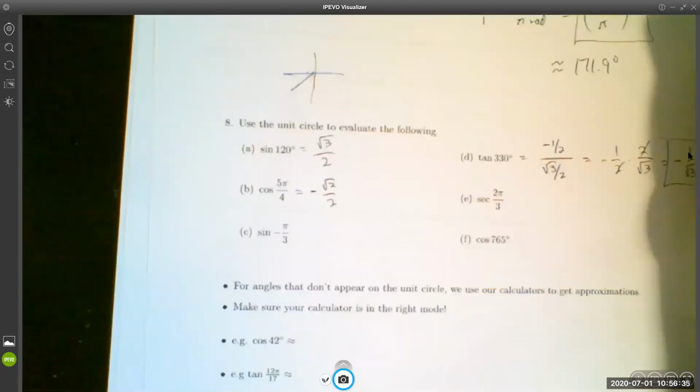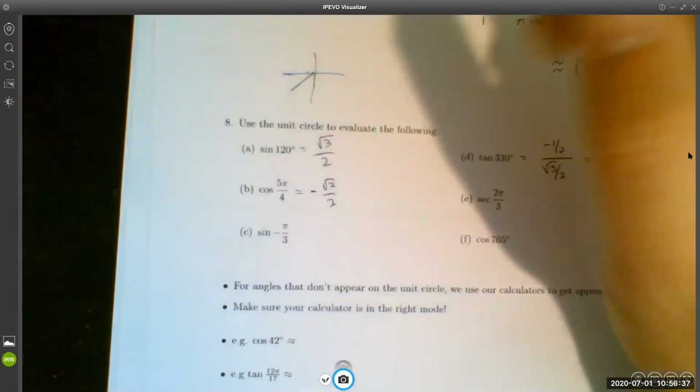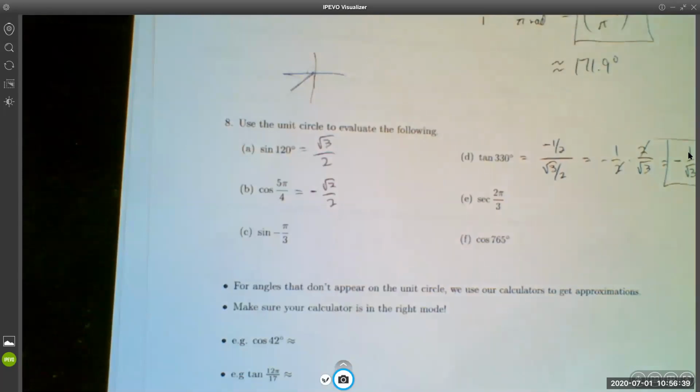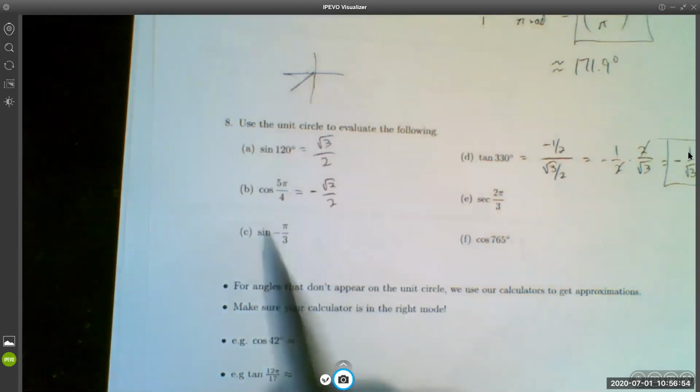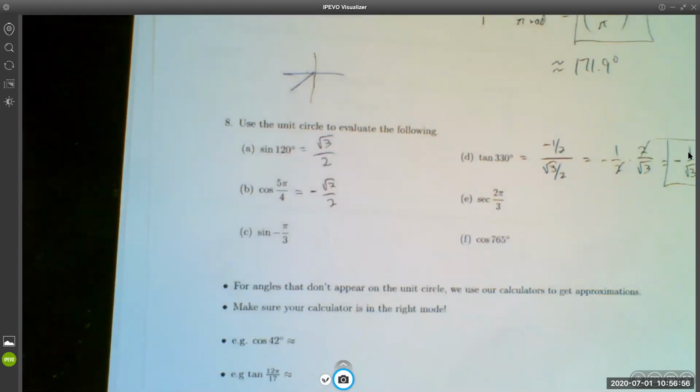Anyway, if this is unfamiliar to you, again, send me an email. I'll try to explain it in more detail, or better yet, attend the Zoom meeting so that I can explain this to you during the Zoom meeting. Okay, but I'm going to let you loose and see if you can do the other ones. So see if you can do parts C and E. Part F we'll talk about together. Okay, go ahead and give the video a pause.